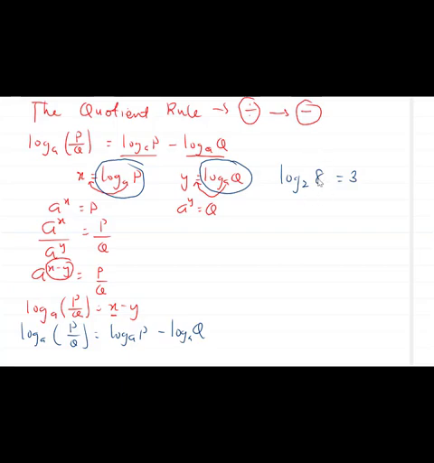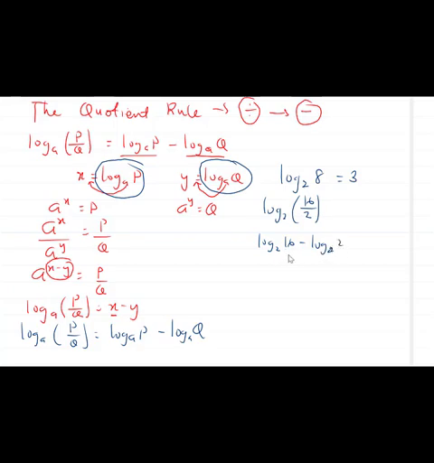Let's express the argument 8 as a division of two numbers. So we can express this as log base 2 of 16 divided by 2. 16 divided by 2 is the same as 8. Nothing has changed. Now let's apply the quotient rule. With the quotient rule, we are saying that division will now change into subtraction. So we have log base 2 of 16 minus log base 2 of 2.